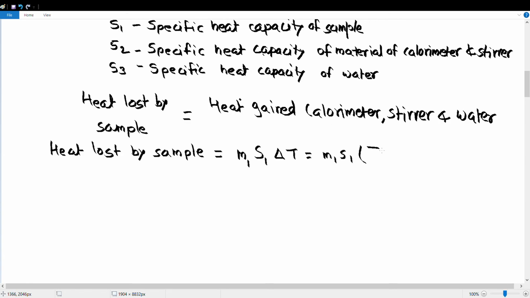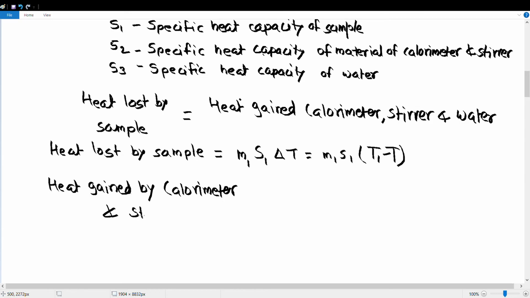This temperature difference is T1 minus T. The heat gain by calorimeter and stirrer should be equal to the product of mass into specific heat into change in temperature. Here the mass of calorimeter and stirrer is M2. Its specific heat is denoted by S2, and here the change in temperature.